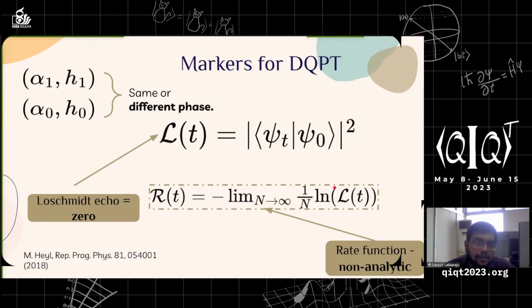On the other hand, if they belong to a different phase, the Loschmidt echo becomes 0. That is, the initial state and the evolved state become orthogonal to each other, and because this is 0 and there is a logarithm in front of it divided by the number of particles, the rate function becomes non-analytic. This is the main result of Marcus Heyl, and he has especially observed it between the magnetic phases. I'll describe what they are.